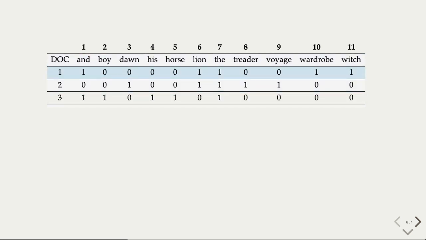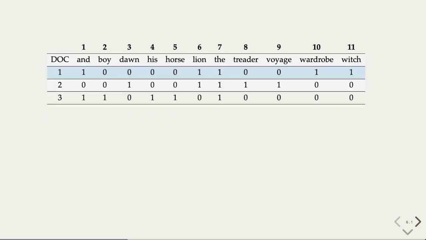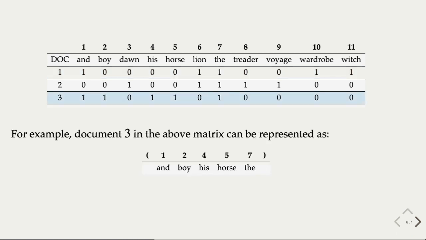So, for example, in document 1, the word lion does appear because document 1, if you remember, is The Lion, the Witch, and the Wardrobe. So if the term boy does not appear in document 1, then the value is 0. So this is a very simple representation using bits 0 or 1. Imagine when there are more documents, there will be more 0 values in there.